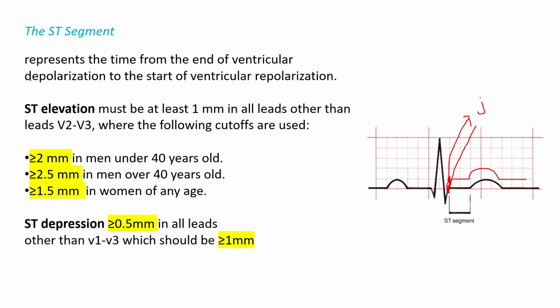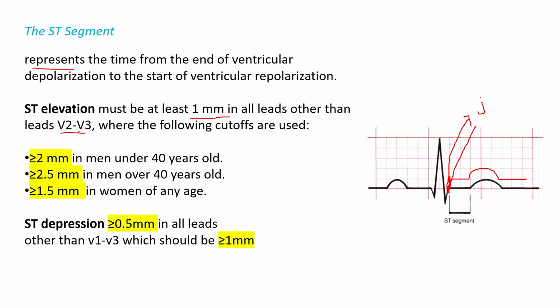And again, the ST segment represents the time from the end of ventricular depolarization, which is the QRS, to the start of ventricular repolarization, because the T wave represents ventricular repolarization. And remember, to say that we have ST segment elevation, there must be at least one small box elevation in all leads other than leads V2 and V3. V2 and V3 have their own rules and criteria.